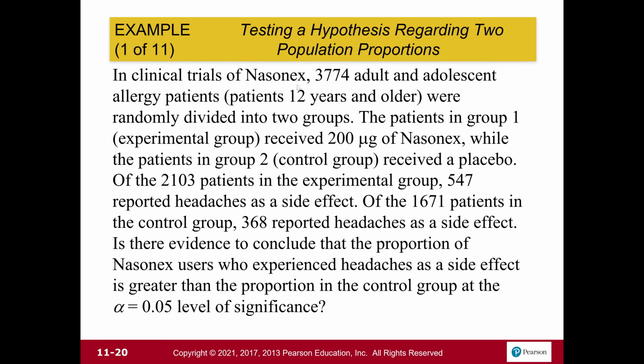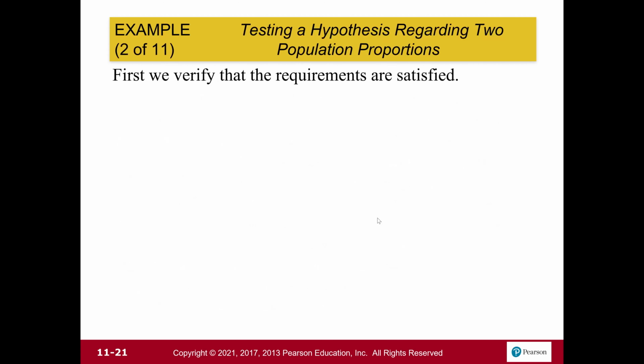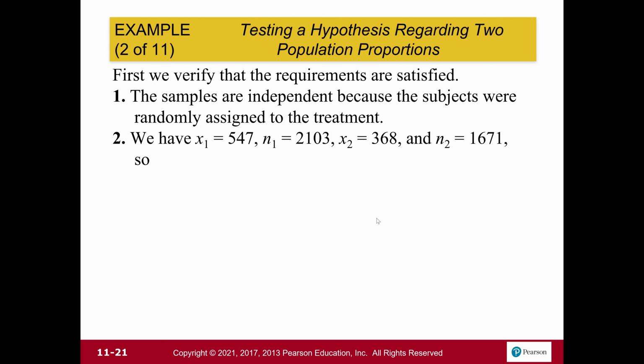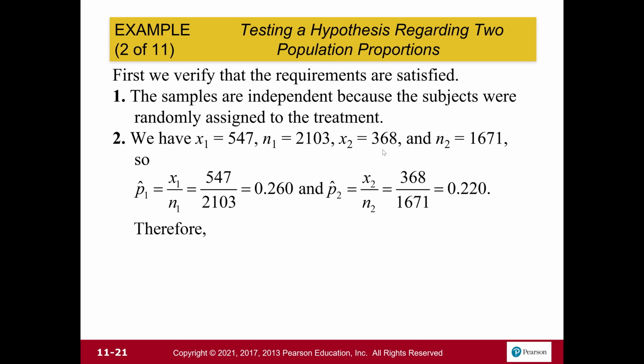So we have this clinical trial of adults, and a lot of things going on. Two groups. We have one group with the placebo, the other one with this. Is there evidence to conclude that the proportion of Nasonex users who experience headaches as a side effect is greater than the proportion in the control group? So let's carry this on and see how this works. The samples are independent because the subjects were randomly assigned to the treatment. And here are the statistics between the first sample and the second sample.